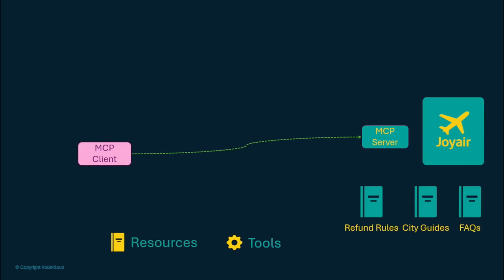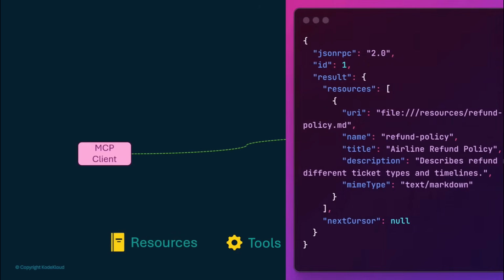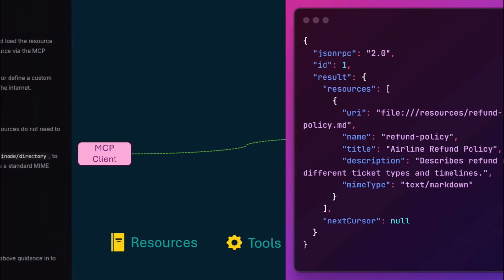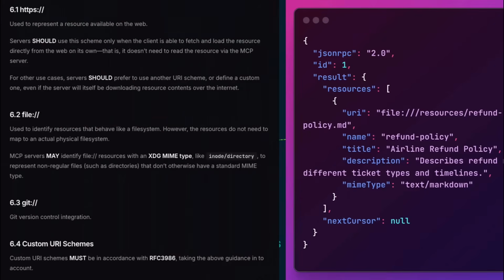The MCP specification has a clearly defined structure to define resources. The resources should have a URI that points to the resource, a name, title, and a description that defines what this resource does. The URI could be HTTPS that points to a resource on the web, or a file that's located on the file system, or a location of a Git repository. Okay, so we now have tools and resources defined in our MCP server.